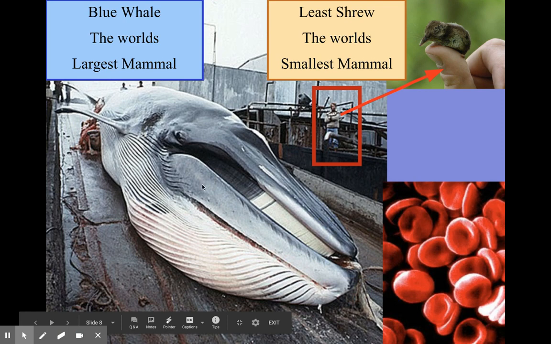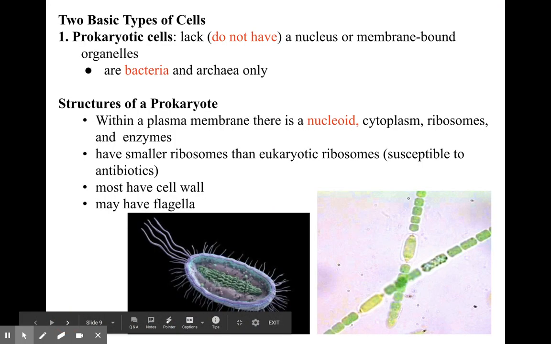But how big are its blood cells? Its blood cells are the exact same size as the smallest mammal in the world. So the blue whale, which is the largest mammal in the world, over 100 feet long. Then here is the least shrew, the smallest mammal in the world. If you notice that it's fitting on the edge of the thumb, that's as big as it gets. They both have the exact same size blood cells. So that shows you cells stay small, even if organisms get big.